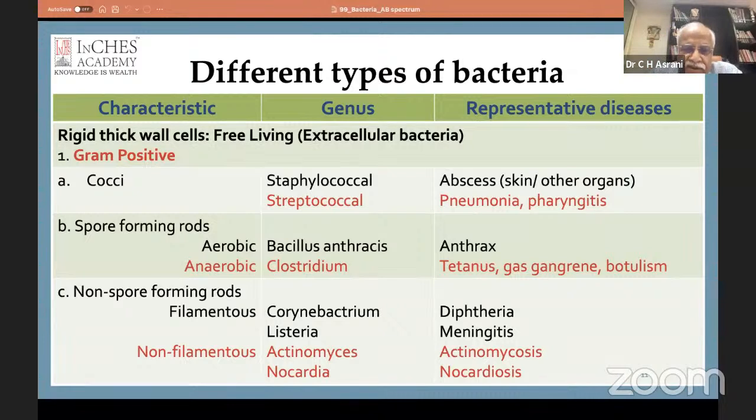Non-spore forming rods could be filamentous and non-filamentous. Corynebacterium causes diphtheria and Listeria causes meningitis. Among the filamentous, Actinomyces causes actinomycosis and Nocardia causes nocardiosis. It is complex for us to remember. That's why we are giving this PDF to you to store with you and refer to as and when required.